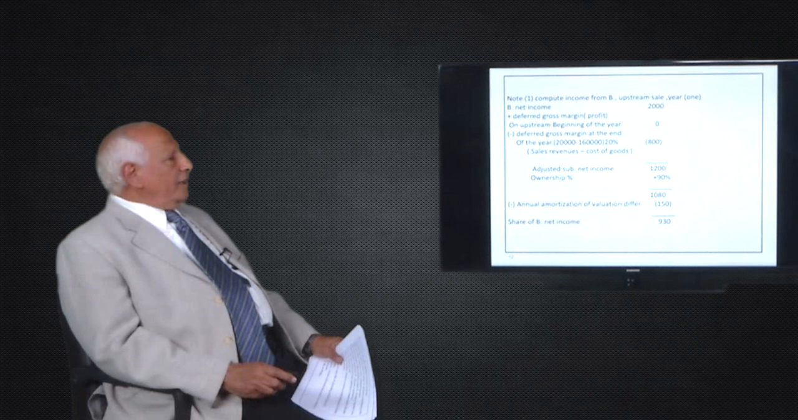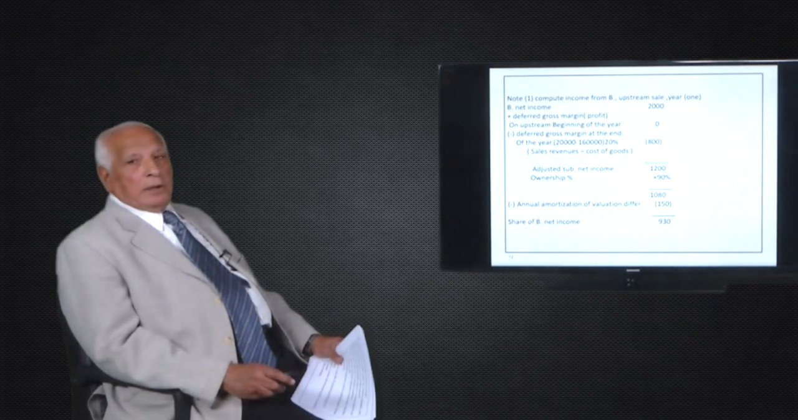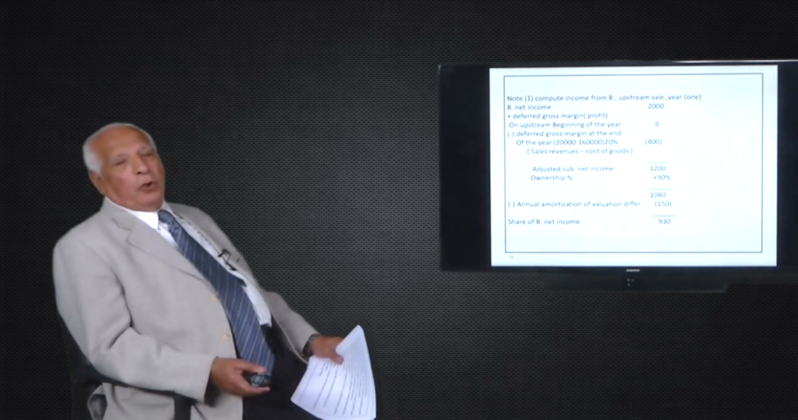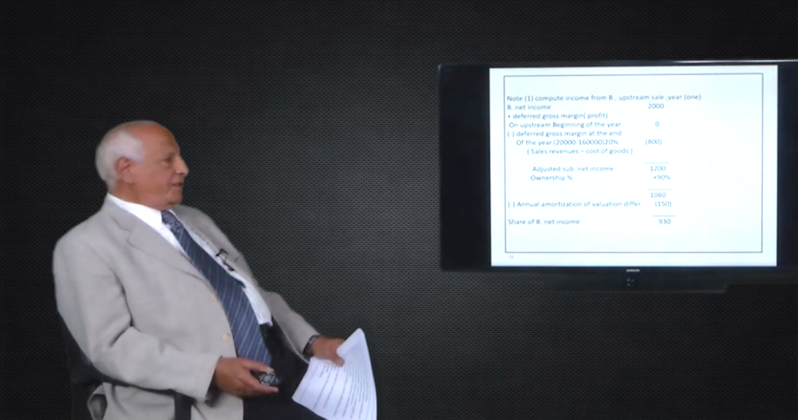You come to the end, adjusted sub net income, 1,200. It was 2,000; we adjusted it to make it 1,200. This 1,200, what you're going to do with this one, you multiply it by the ownership percentage. Company A owns 90% of B. That means this one here multiplied by 90%.